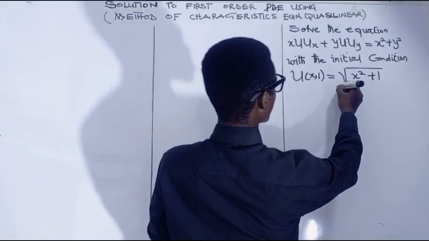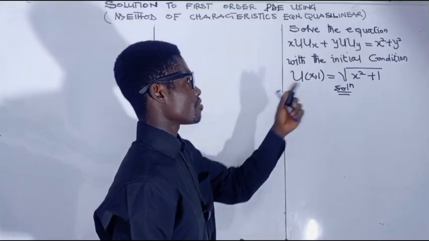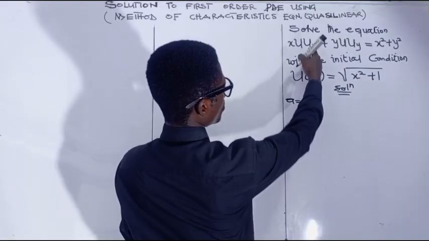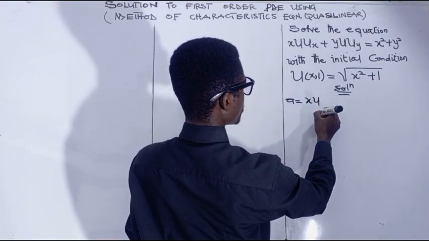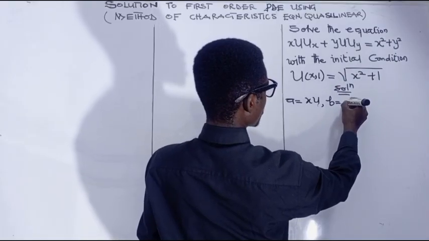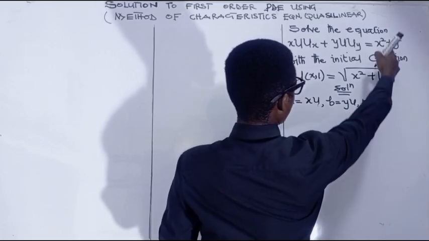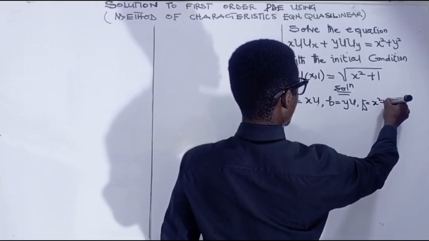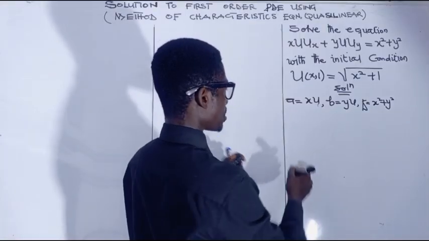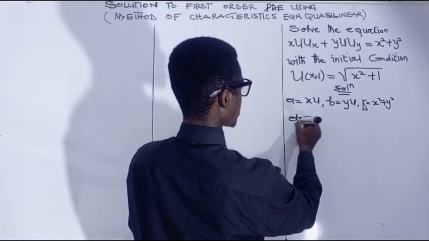First, we are going to identify our a and b, and then f from the equation given. Our a is the coefficient of u x, and that is x u. Our b is the coefficient of u y, that is y u. And our f is x squared plus y squared. Once we have this, we form the characteristics equation, and we know that the characteristics equation is given as dx all over a.